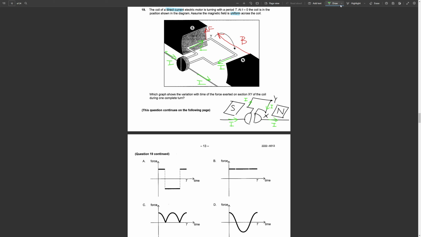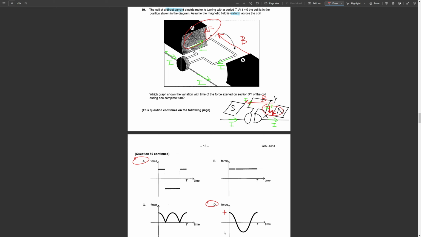And the magnetic field is still determined by the magnets. Okay, time to apply your left-hand rule again on the XY rod. And this time you shall see that the force is going downward, which means the force reverses direction from upward to downward. And of options A, B, C, D, only A and D suggest that the force could be reversed.